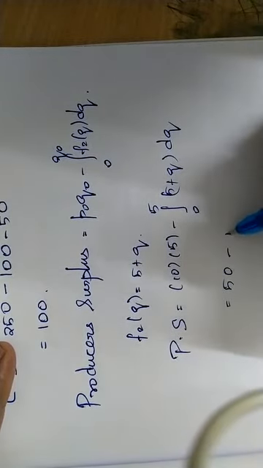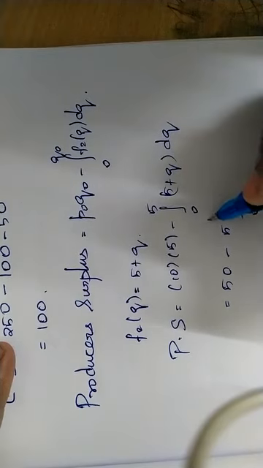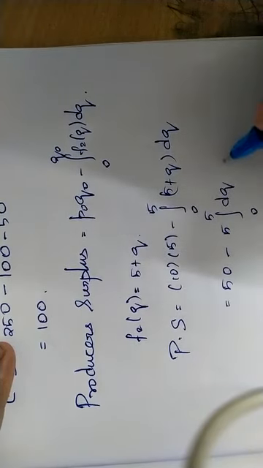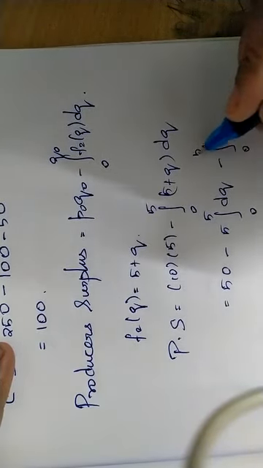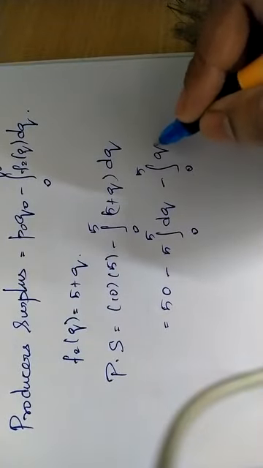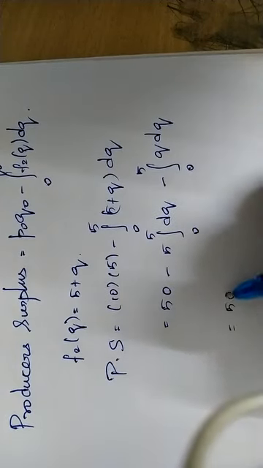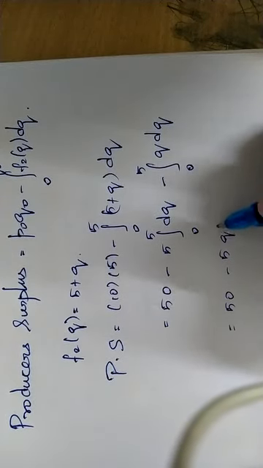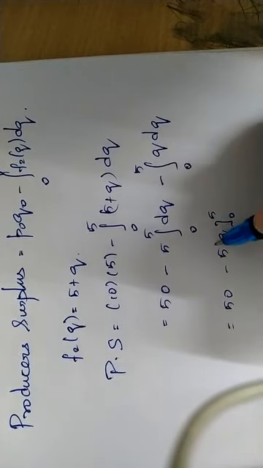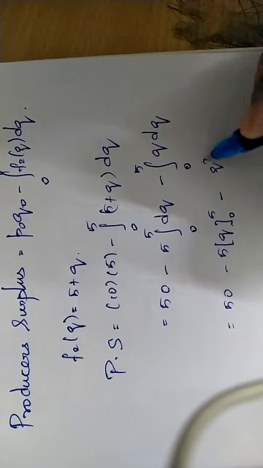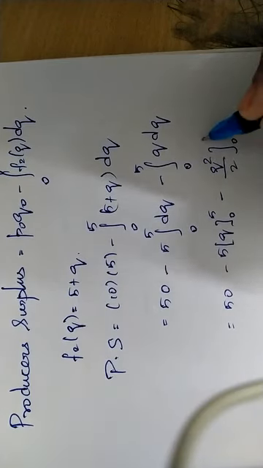50 minus 5 integral 0 to 5 dq minus integral 0 to 5 q dq. Just I am going to integrate this. It gives me 50 minus 5q. Again I need to replace the limit. Keep in your mind, minus q square divided by 2. Again I need to replace the limit value.